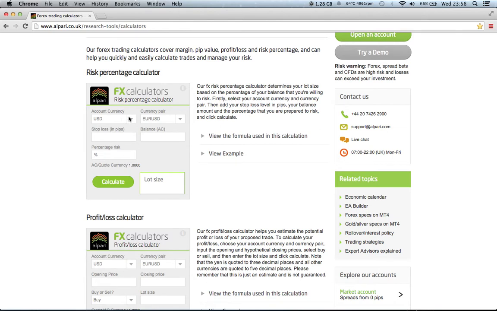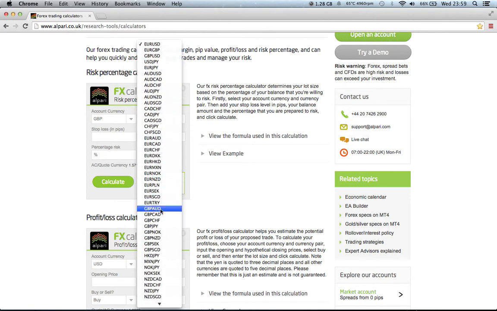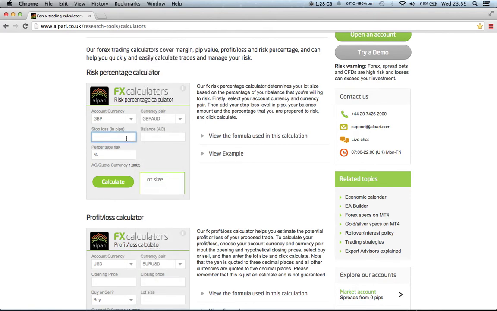So what you do, you come in here, obviously choose whether you're US or pound. So my account is obviously Great British Pounds. So let's say this is a signal for Great British Pound Aussie dollar. So we look through this list here, obviously select that. So like I said, in this example, we're using 150 pips stop loss, so that goes in here. And then here, we just put our account value. So how much have you got in your account at the moment? So let's say for this example that we've got £10,000.